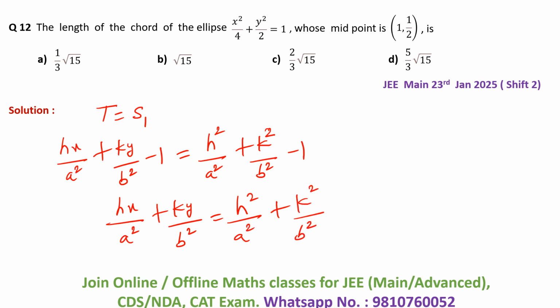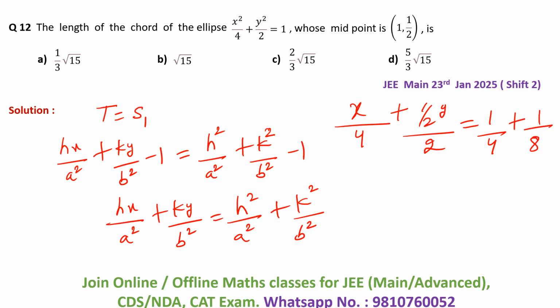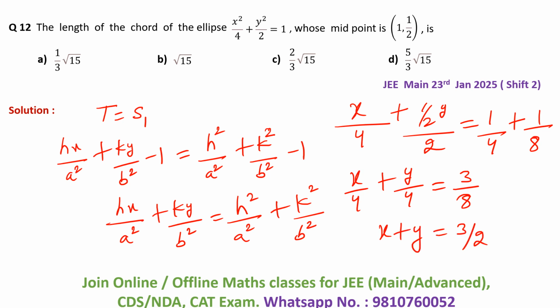Now students, just put the values of h and k. H is 1 and k is half. So we will be getting x upon a square. What is a square here? It is 4. Plus 1 upon 2 into y divided upon b square, which is 2, equal to, this becomes 1 upon 4 plus this becomes 1 upon 8. Now this is x by 4 plus y upon 4 equal to 3 upon 8. Now if I multiply the whole equation with 4, I will be getting x plus y equal to 3 by 2. Right? Now students, we move further and find the length of the chord.